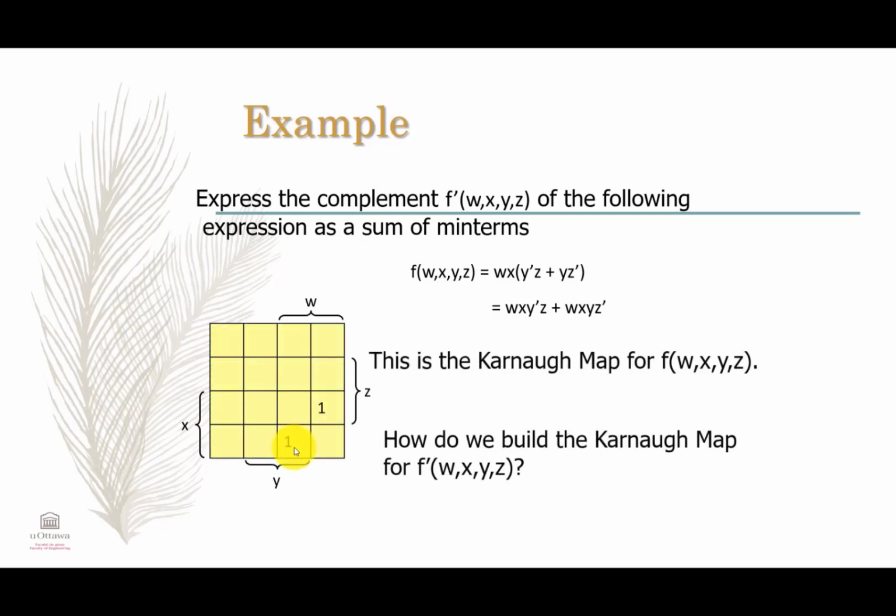Now the question is, how do we build the Karnaugh map for the complement of our function? That's the Karnaugh map for function f. The answer is so simple. What we have to do is fill ones everywhere, and for those two ones we will put zeros.